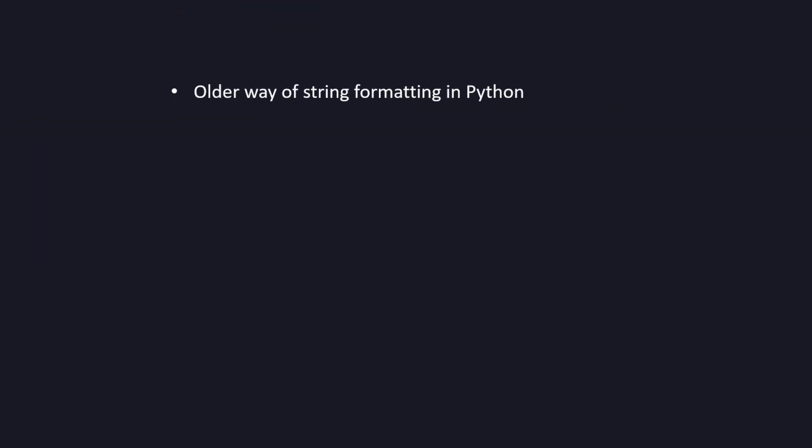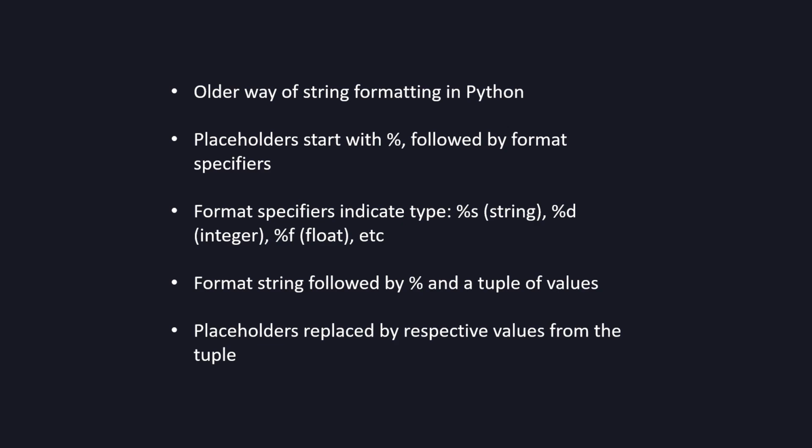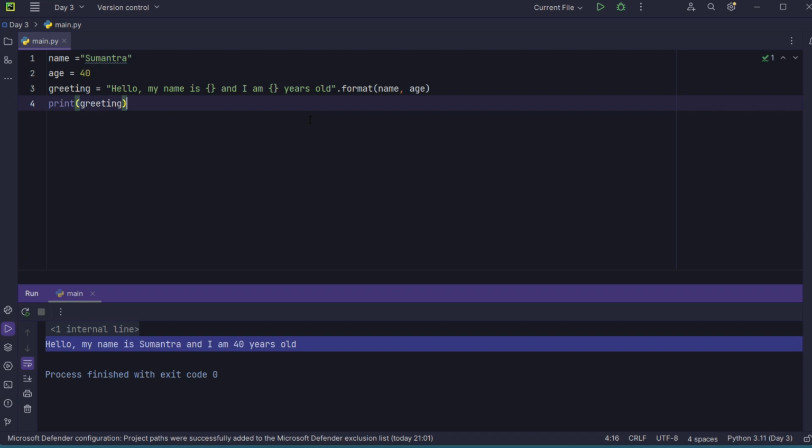The percentage operator is an older way to do string formatting in Python. It takes a string with placeholders that start with a percentage sign followed by a format specifier that indicates the type of the value, such as %s for string, %d for integer, %f for float, etc. The string is followed by a percentage sign and a tuple of values that will replace the placeholders with their values. Now let's see an example of the percentage operator, which is an older way to do formatting in Python.